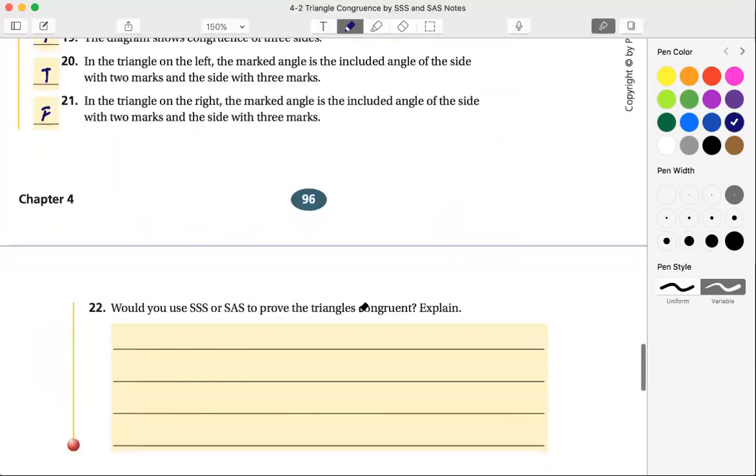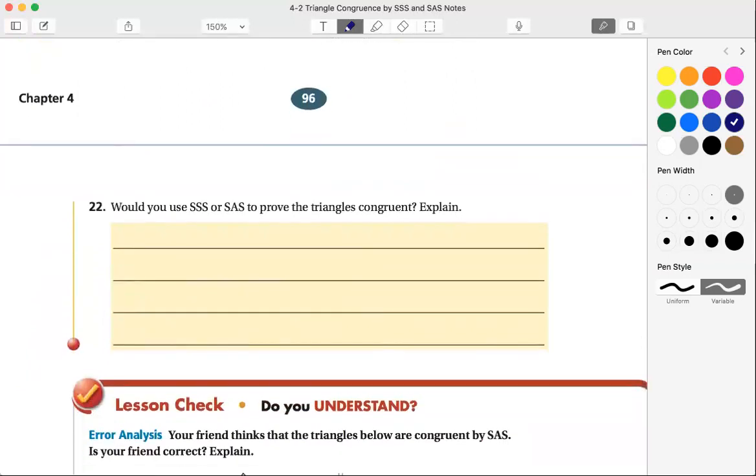So, can I use SSS or SAS? Well, I would have to use SSS. I can't use SAS. So, you can't use SAS because the included angles aren't between congruent sides.